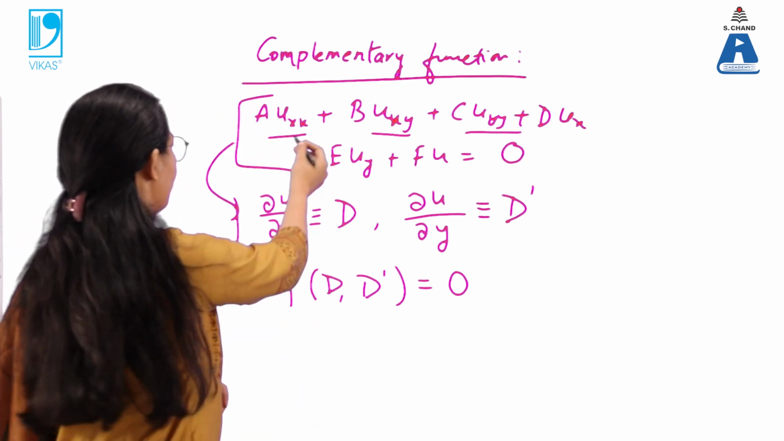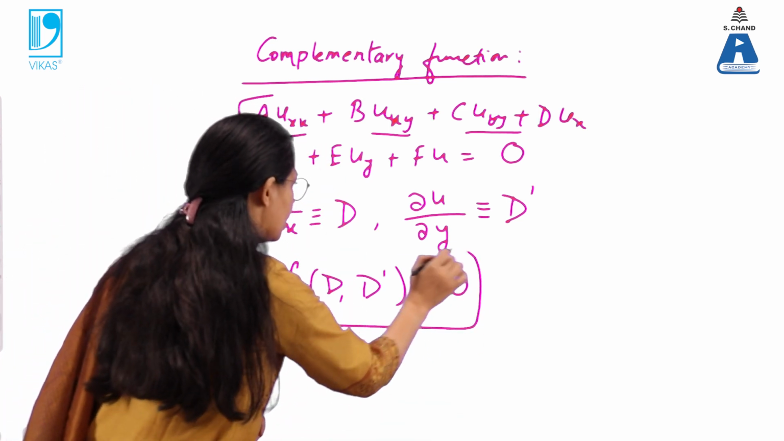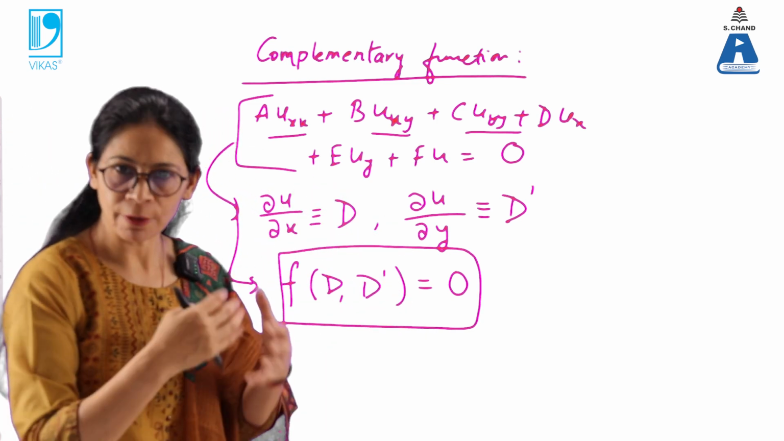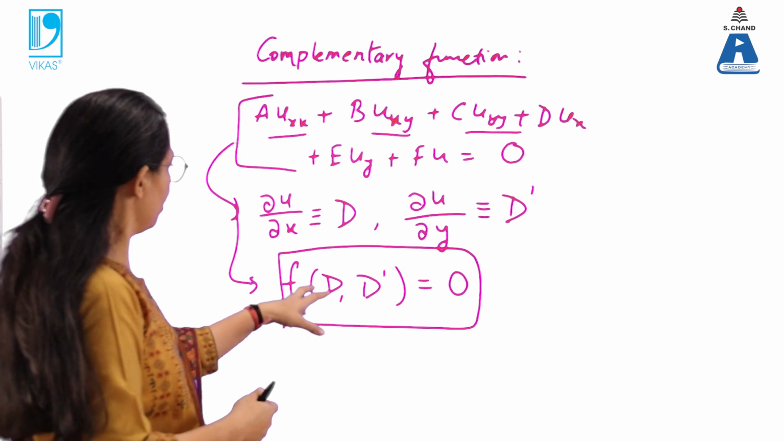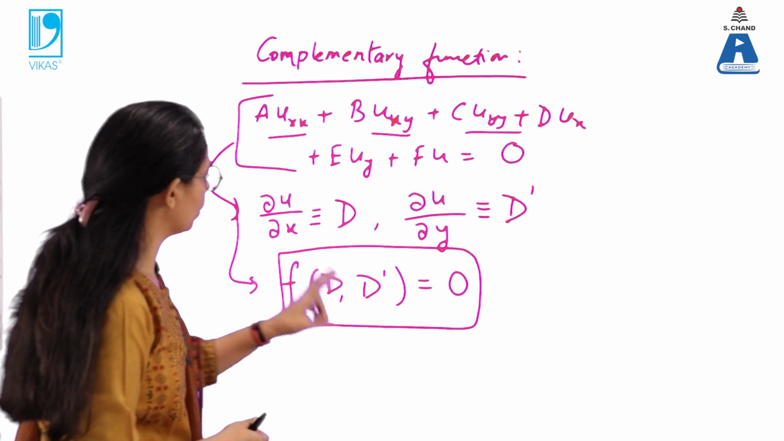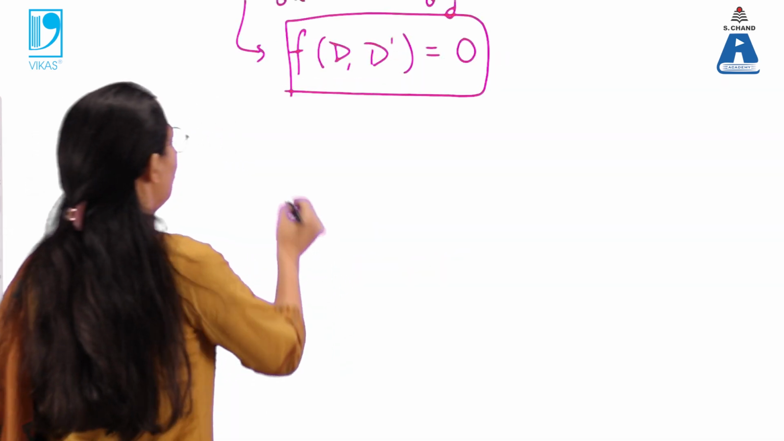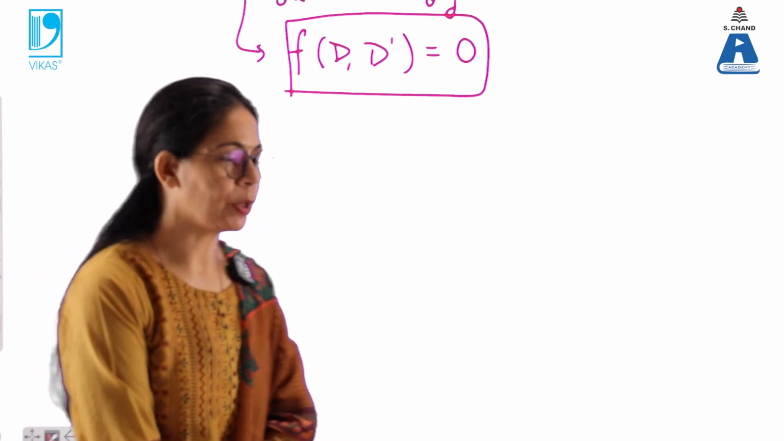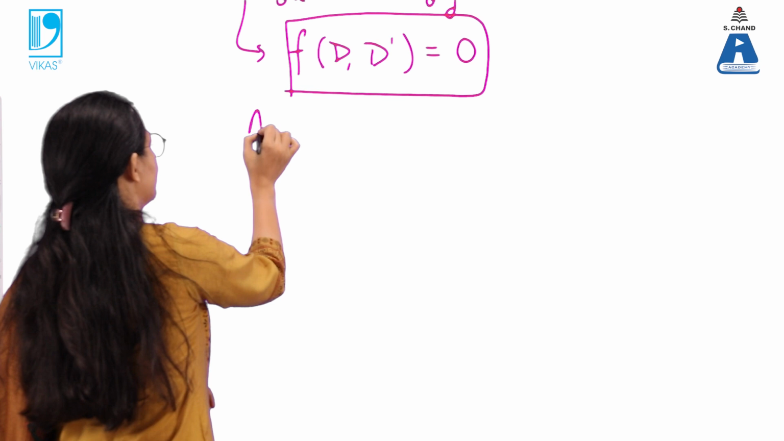So the given differential equation will be in this form. Instead of writing down the second order derivative and first order derivative separately, we can write down the given differential equation in this form. So to find out the complementary function for this differential equation, we need to write down the auxiliary equation.